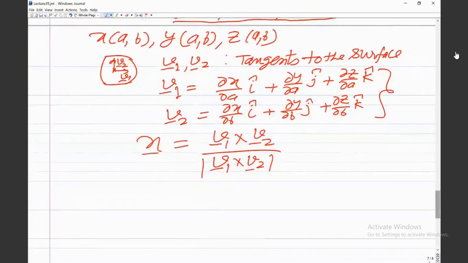Sir, this V1 and V2 need not be perpendicular to each other, right? Yeah, actually it is not necessary. You are right. We are just taking two vectors in the plane tangent to the surface at that point, and then finding the normal through their cross product. So it is not necessary that V1 and V2 are perpendicular to each other.